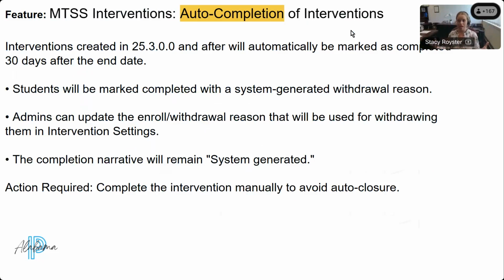So let's say you created a 4th grade math intervention, and it's running June 1st through June 20th. I'm just making up dates here, y'all. And y'all went in and you completed everybody, but you forgot 3 kids, just randomly forgot. It happens. Then 30 days after June 20th, if you have not gone in, it's going to auto complete those for you. Now it's going to put a narrative that says system generated.